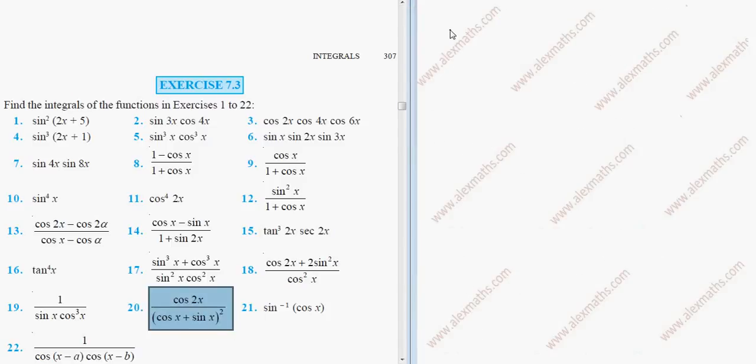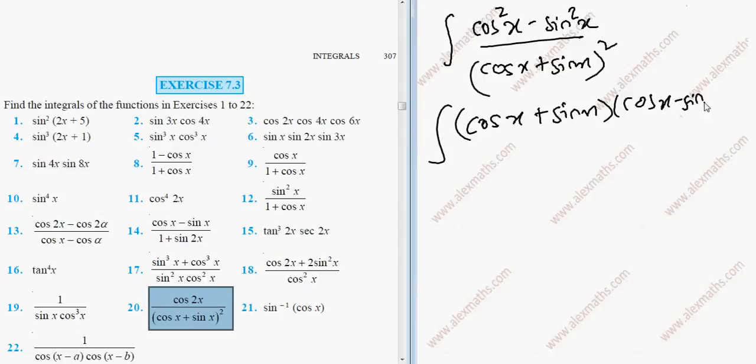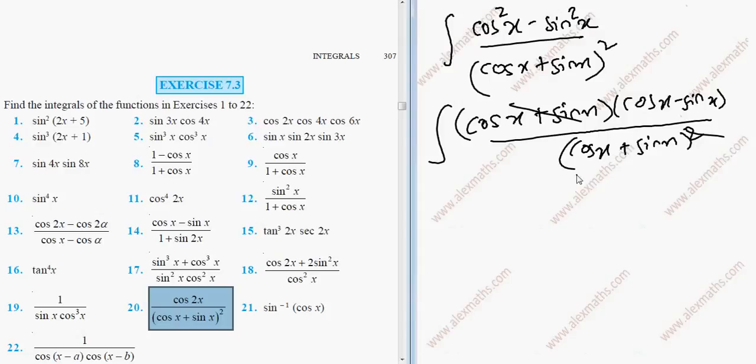Since the denominator has sine and cos, I am going to apply the cos 2x formula, which has sine and cos terms: cos square x minus sine square x. Then this is cos x plus sine x whole square. Now the numerator is of the form a plus b into a minus b, so I can cancel one term with the denominator. That's all. After that it is the t dt method.